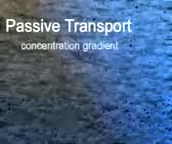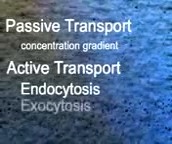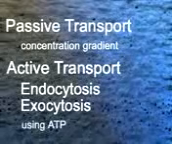The cell is a very dynamic living entity. It is essential that materials move in and out of the cell. This is done by passive transport using a concentration gradient and active transport, endocytosis and exocytosis, using ATP.